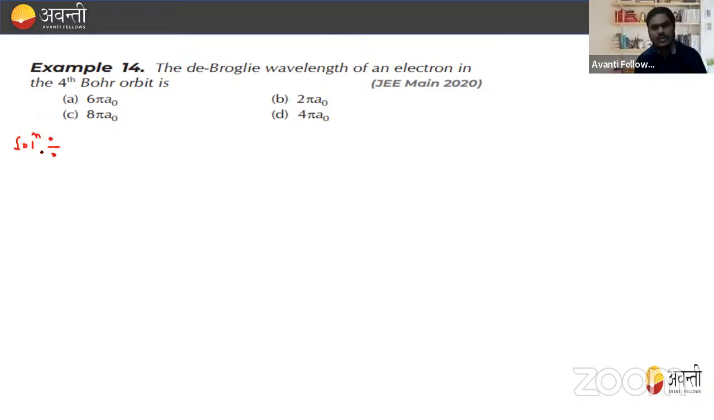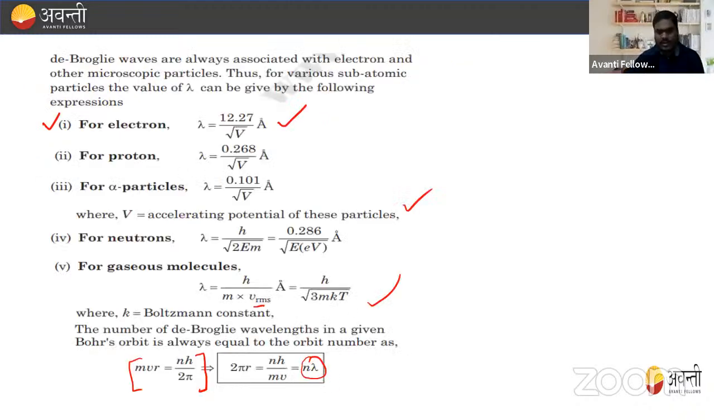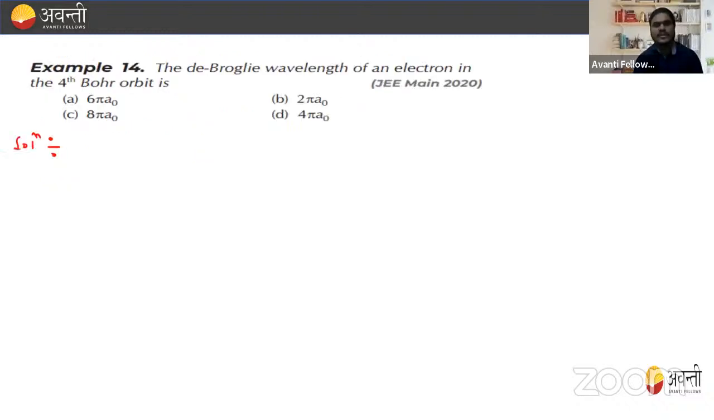I'll give you 2 minutes while I take some water. So just try to solve this question. How will you solve it? Calculate the de Broglie wavelength of an electron in the fourth Bohr orbit, right? Just using this formula only, you will be able to calculate this. So just calculate this. I'll give you 2 minutes for this.